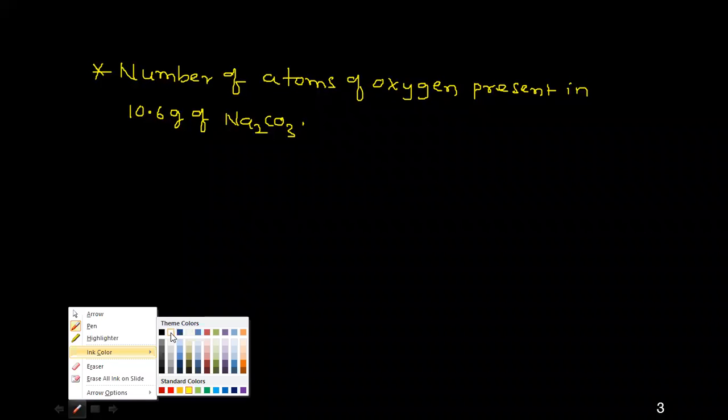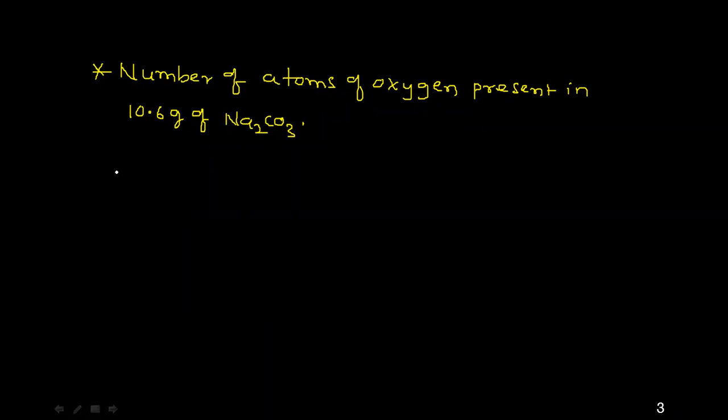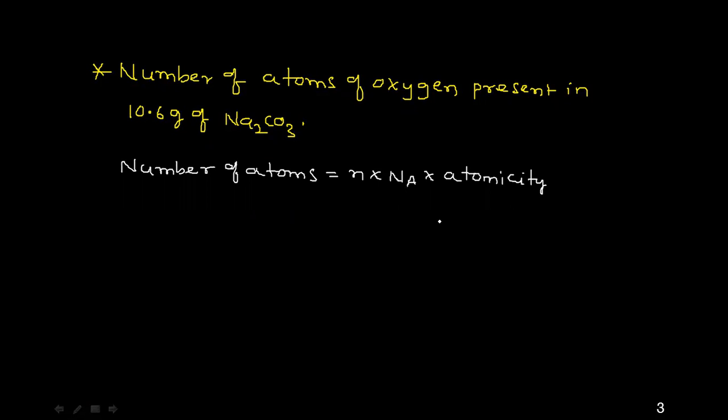So here, if we want to calculate the number of atoms, it is given by number of moles into Avogadro number into atomicity. So atomicity is the number of atoms present in the given molecule. But then asking for oxygen, the number of oxygen atoms will be equal to 3.